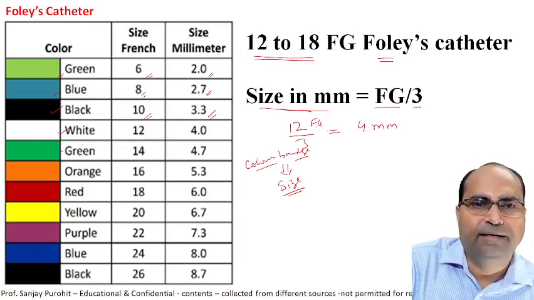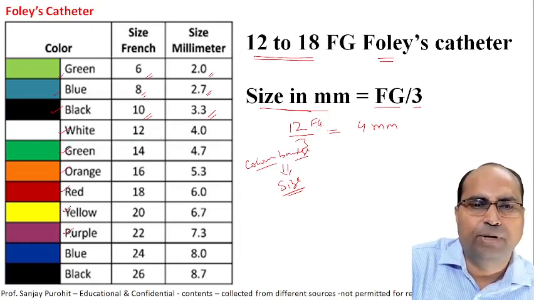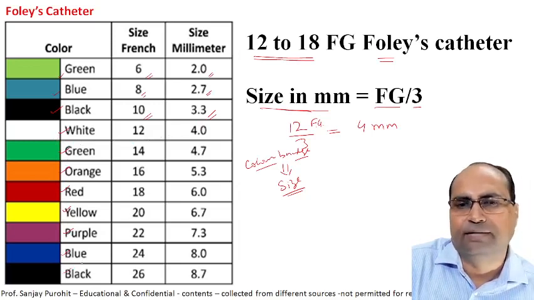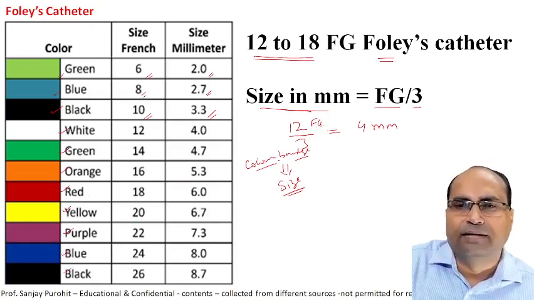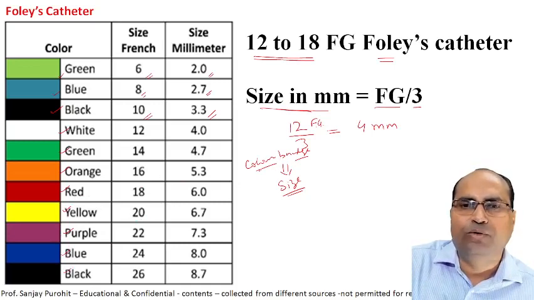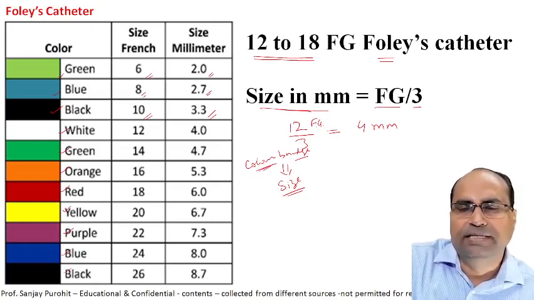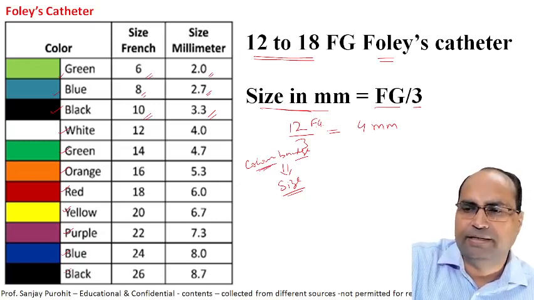Likewise, white, green, orange, red, yellow, purple, blue, and black. These are the color bands present on the balloon port of the catheter that indicate the size of the catheter.